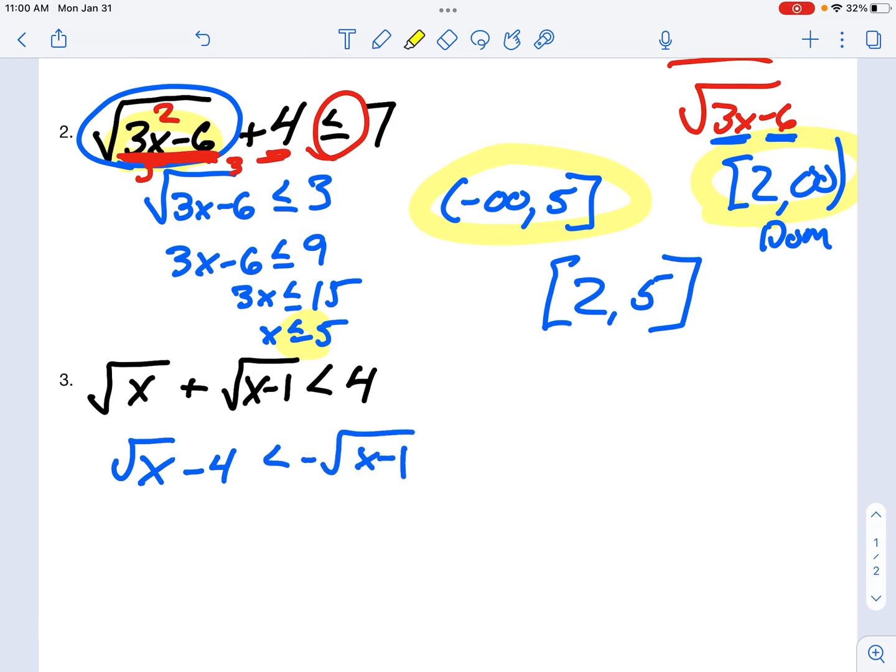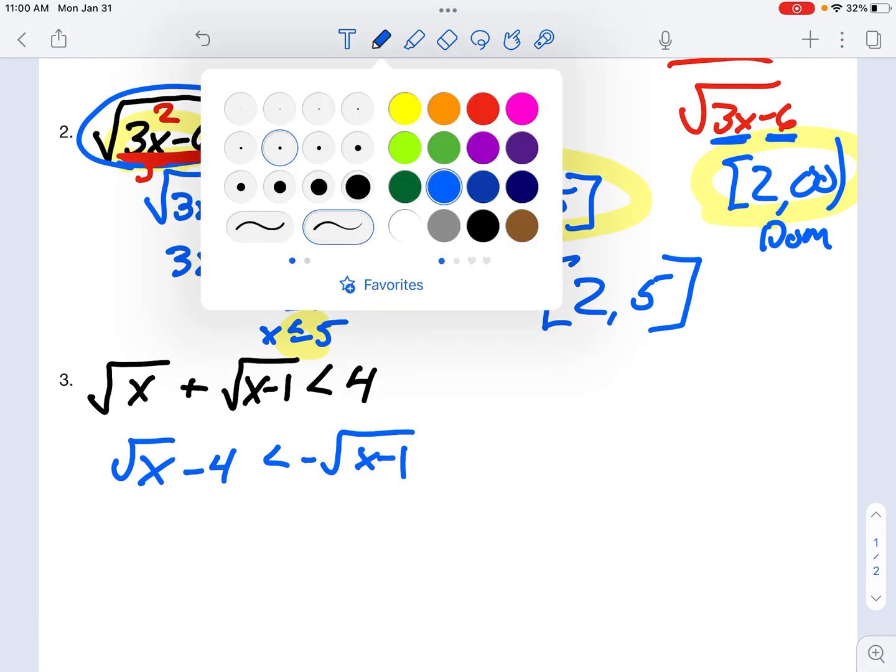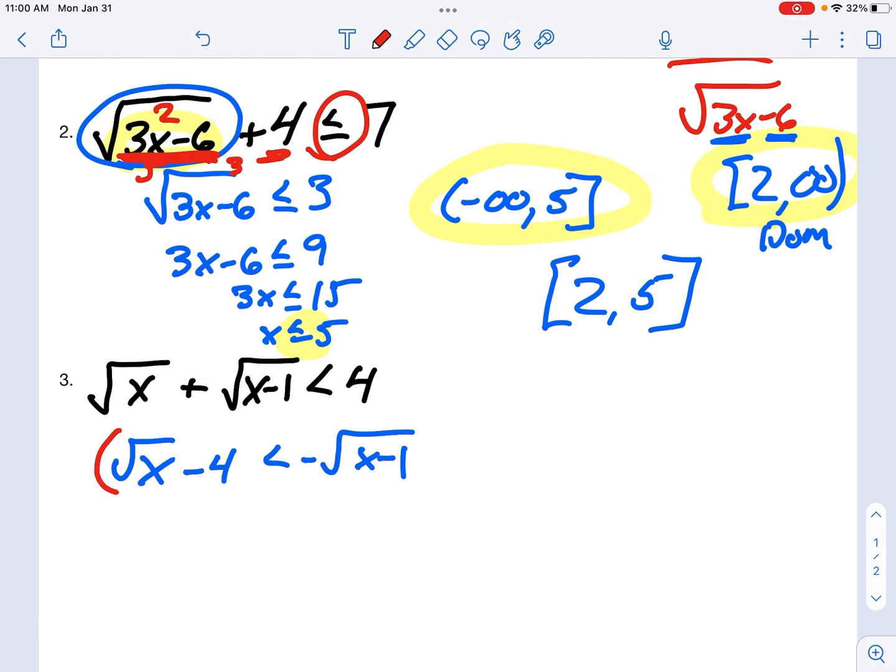I did that simply by going ahead and subtracting the square root of x minus 1 to both sides and subtracting 4 to both sides. Now, I did that so that whenever I square both sides of the equation, I'm going to get an inequality statement that's going to have one radical rather than two. So as I stated before, I'm going to go ahead and square both sides.